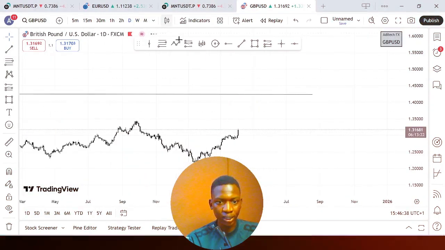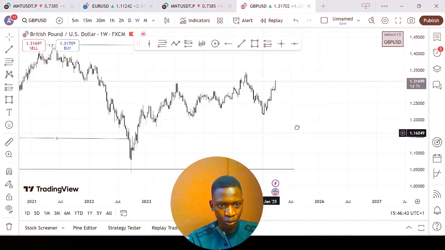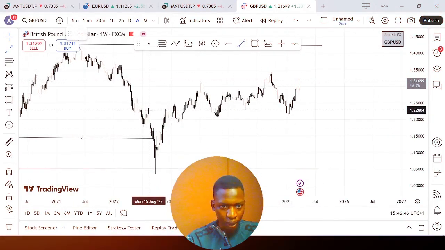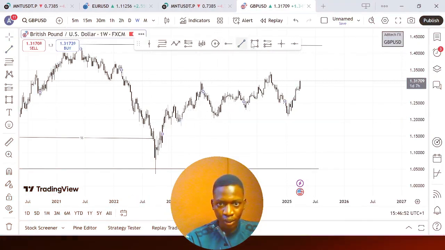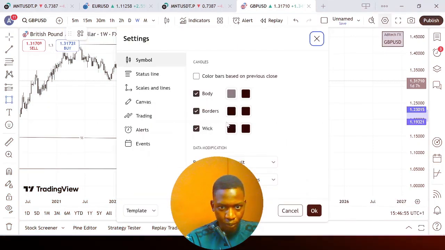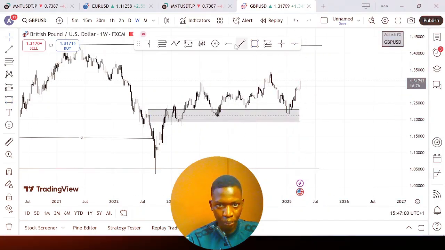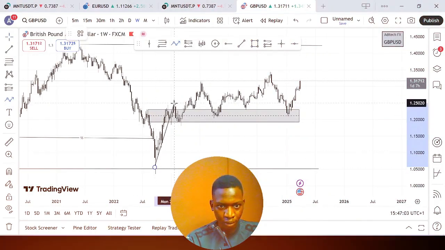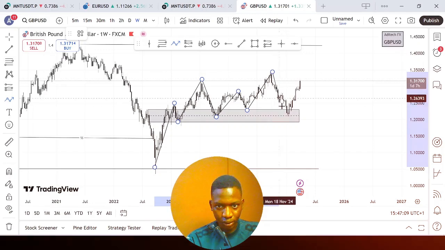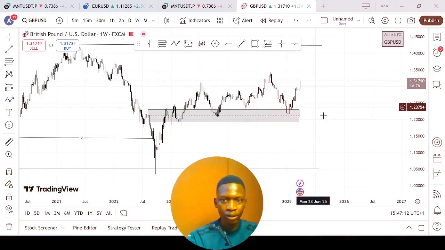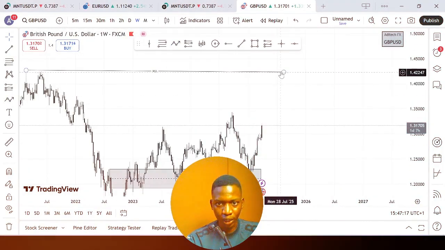Let's go back to the weekly time frame. Now on the weekly time frame, you can spot a breaker block right here. This is a failed order block, so it becomes a breaker block. As you see, our price broke it and retested it. Broke it right here, retested it, broke it. So right now from this zone, we are concentrating on this zone to take out this high.